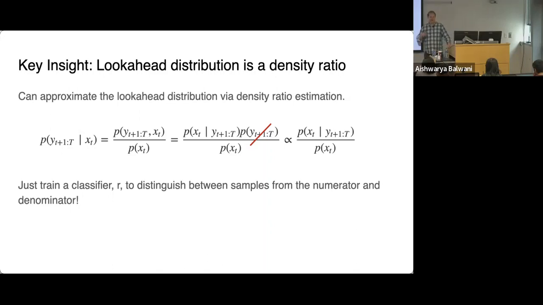And it turns out that when you train a classifier to do this, the optimal classifier is one that's going to produce logits that are just the log of this density ratio. And this is a commonly used trick for density ratio estimation. Density ratio estimation is turning it into a classification problem. This is exactly the trick that lies behind generative adversarial networks, GANs, things like that. So here we're just using this for this particular purpose of learning a good look ahead distribution.